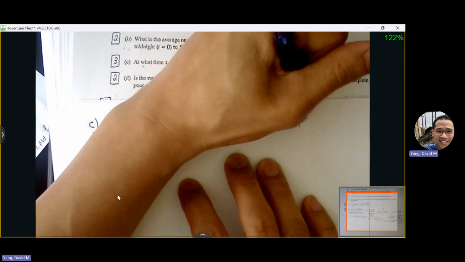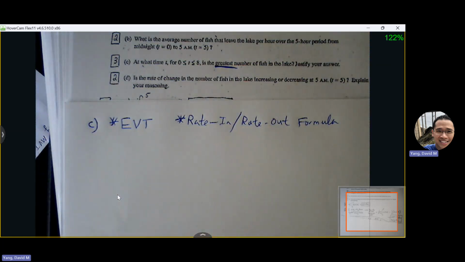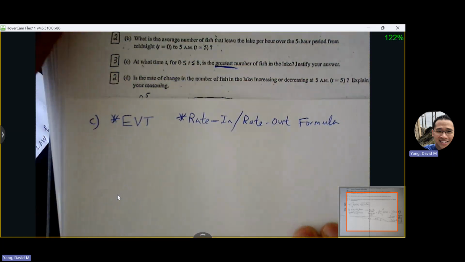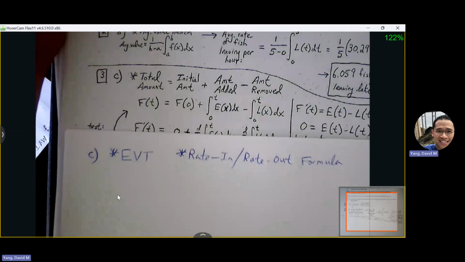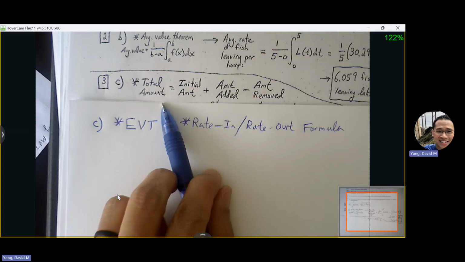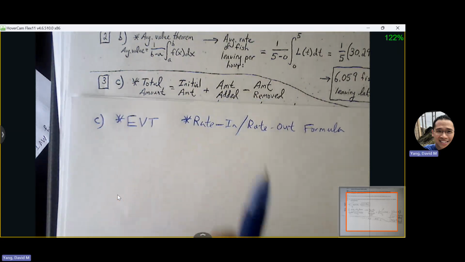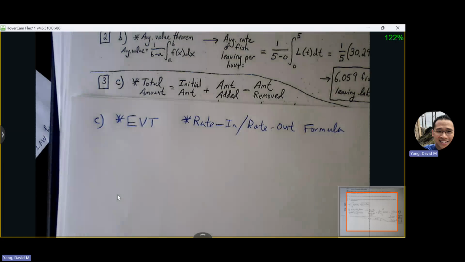So this rate in, rate out formula basically involves all these moving parts and puts them all together. The formula looks like this: total amount is equal to the initial amount plus the amount added minus the amount removed.